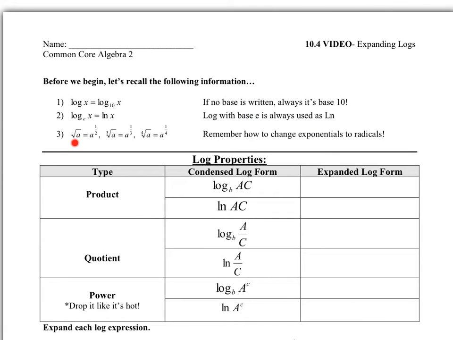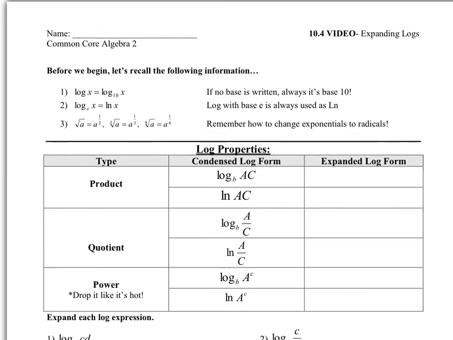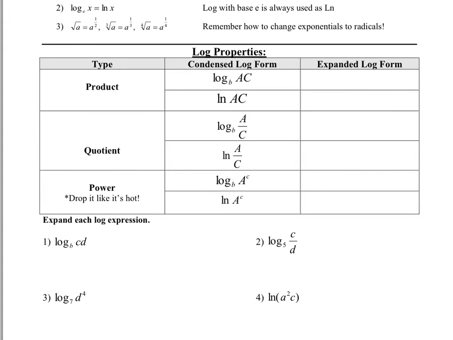And if you're taking the square root of something, it really means you're raising it to the 1/2 power. Cube root of something, raising it to the 1/3 power, and fourth root of something, raising it to the 1/4 power. So let's look at these log properties here. We have a product, a quotient, and a power.